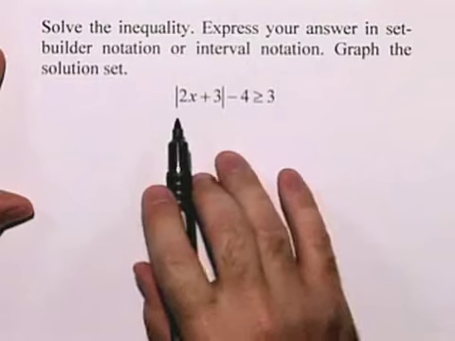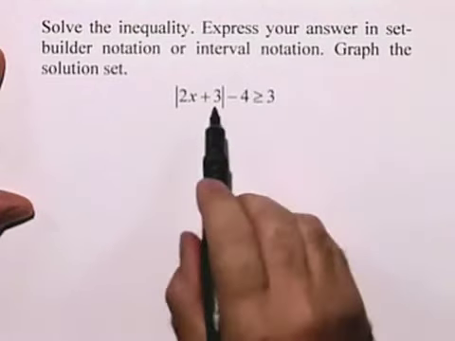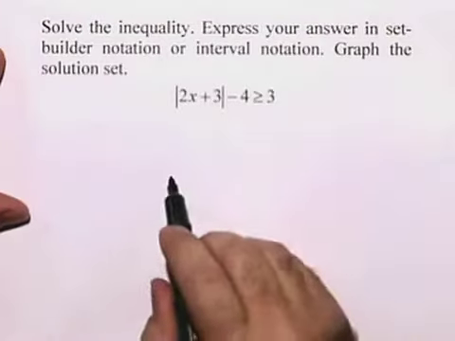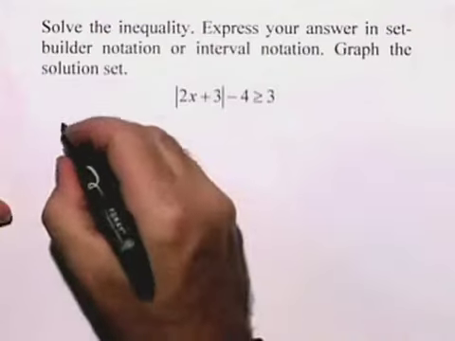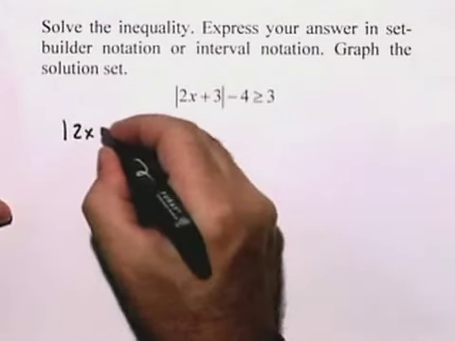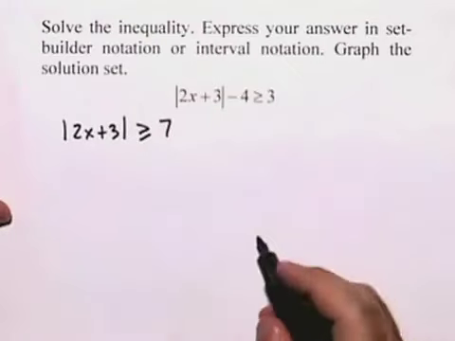The first thing we want to do when solving an absolute value inequality, much like when solving absolute value equations, is to isolate the absolute value portion. We're going to do that by adding 4 to both sides of the inequality. That gives us the absolute value of 2x plus 3 is greater than or equal to 7.